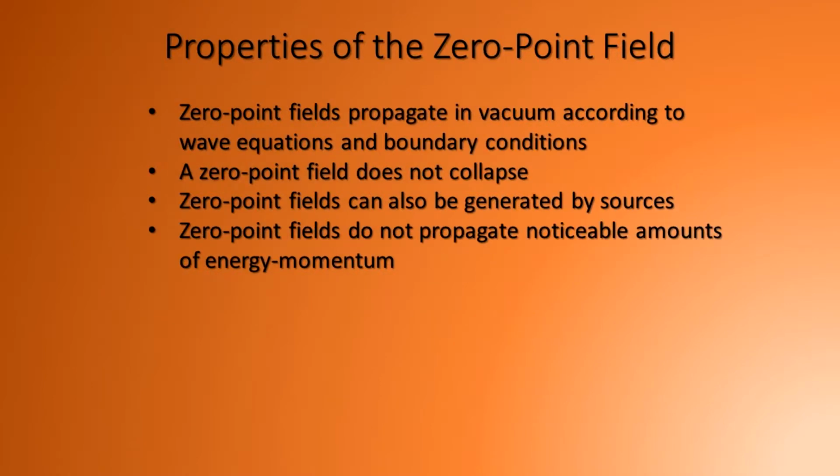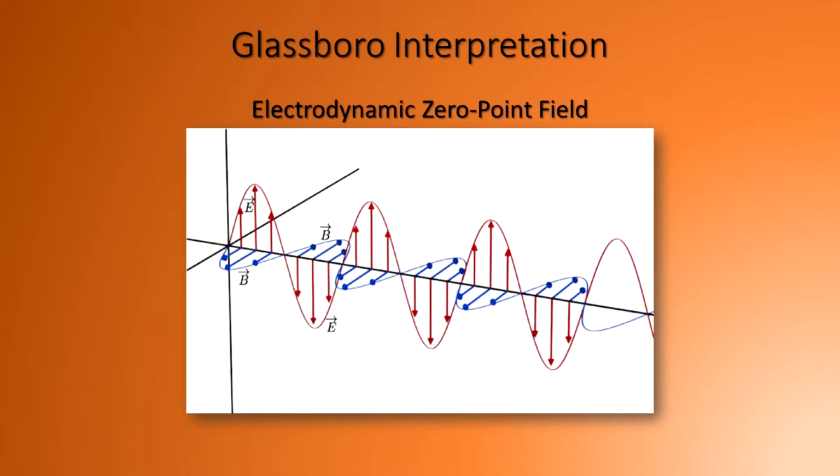They propagate in a vacuum according to the wave equation and boundary conditions. When a particle occupies a zero-point field, the field does not change or get distorted. A zero-point field does not collapse once a particle vacates it. Zero-point fields can be generated by sources. They do not propagate noticeable amounts of energy momentum.